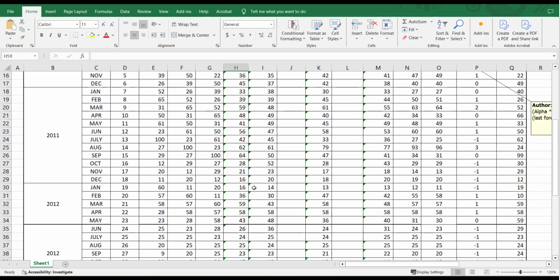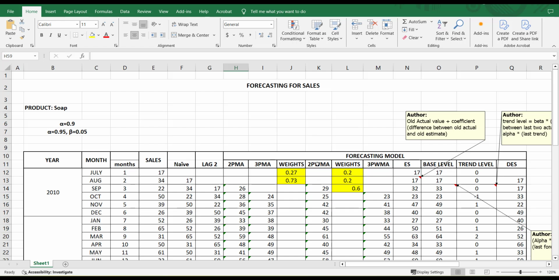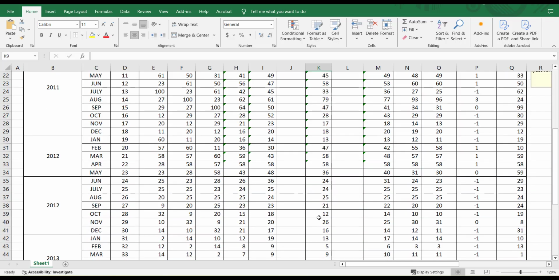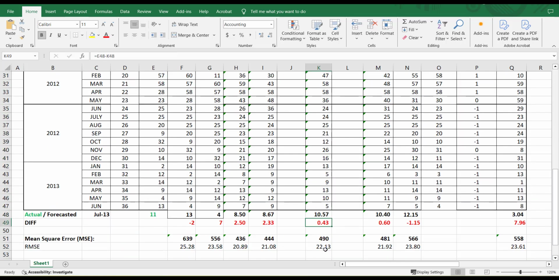If we go forward, we have the 2 time period weighted moving average. It has weights for the first lag and the second lag. We use the SUMPRODUCT formula, so 34 multiplied by 0.73 plus 17 into 0.27. It gives you this answer, and it has this forecasting performance value.